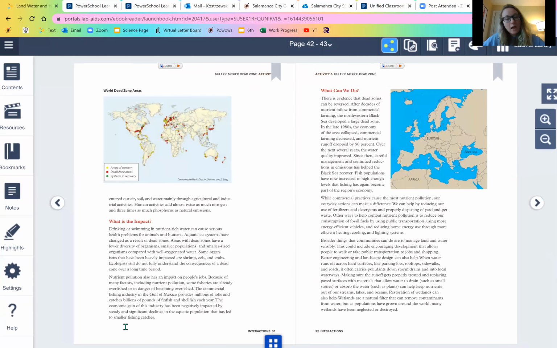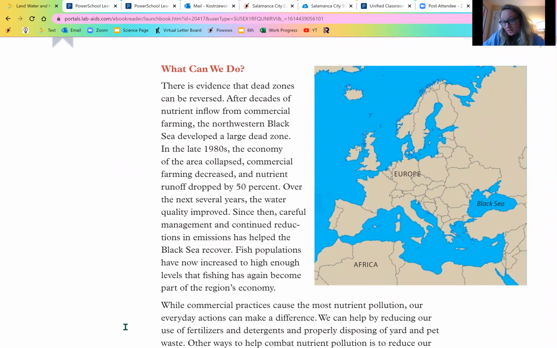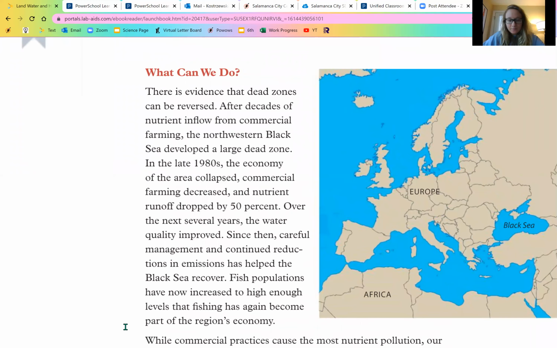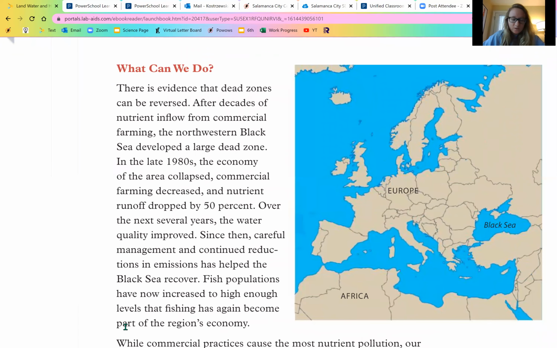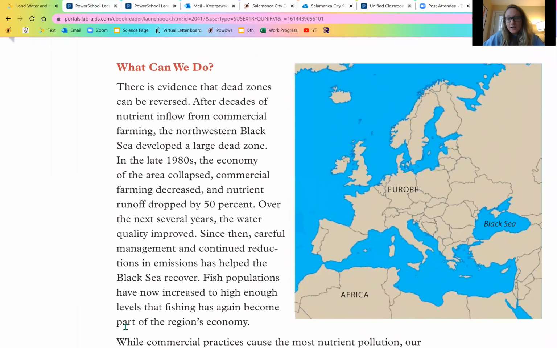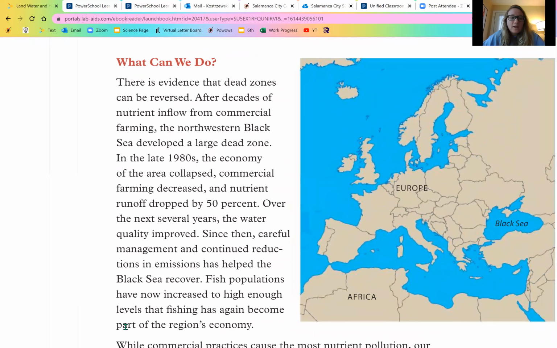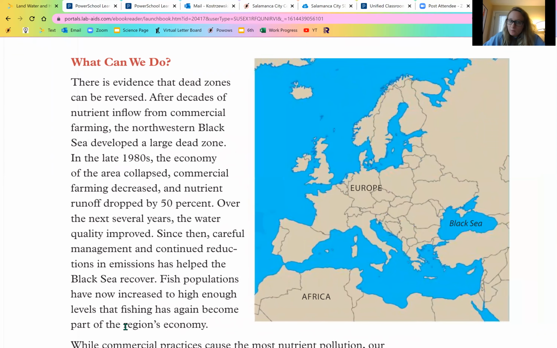We'll talk about what can we do? How can we cause there to be less pollution towards our land and water? What can we do? There is evidence that dead zones can be reversed.